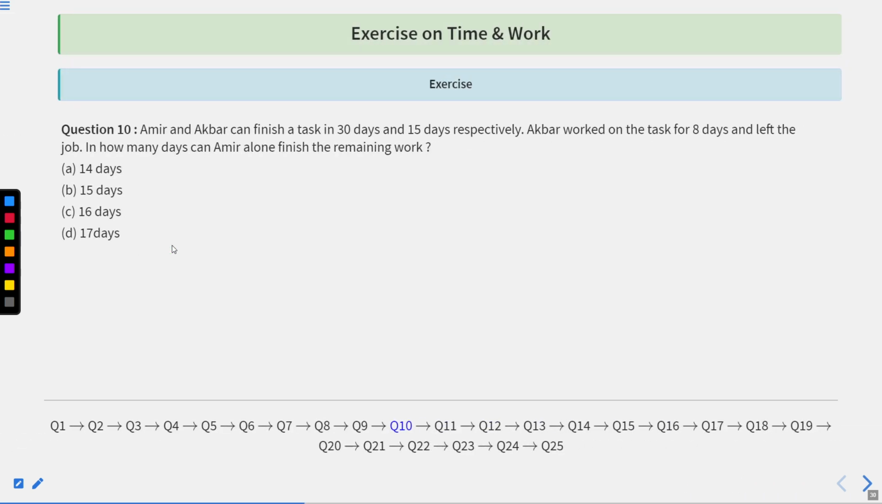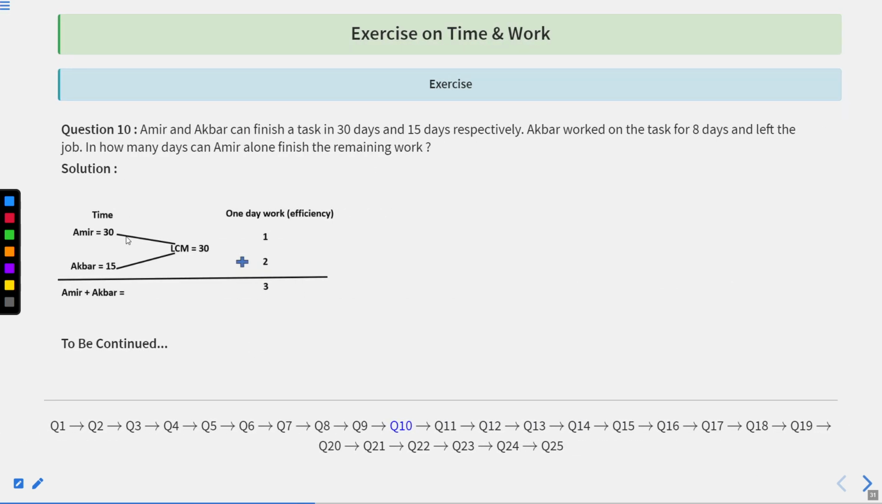Question number 10. Amir and Akbar can finish a task in 30 days and 15 days respectively. Akbar worked on the task for 8 days and left the job. In how many days can Amir alone finish the remaining work? So again, Amir equals 30, Akbar equals 15 days. So the LCM will be 30. So the 1 day work by Amir will be 1 and the 1 day work done by Akbar is 2. So when they do it combined, it is 3.